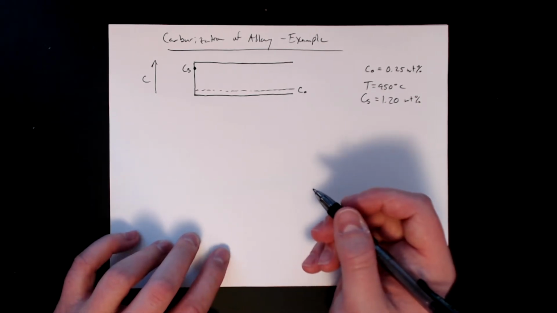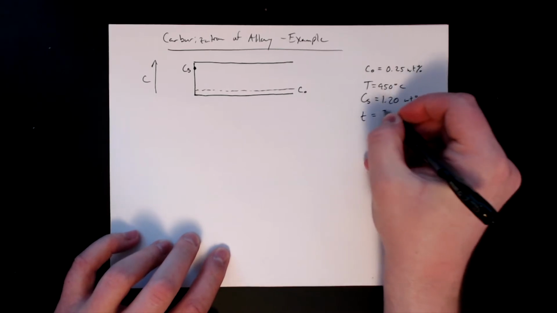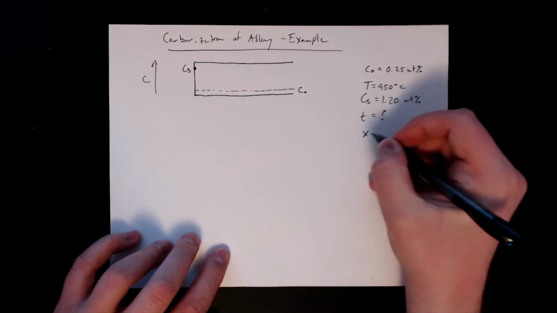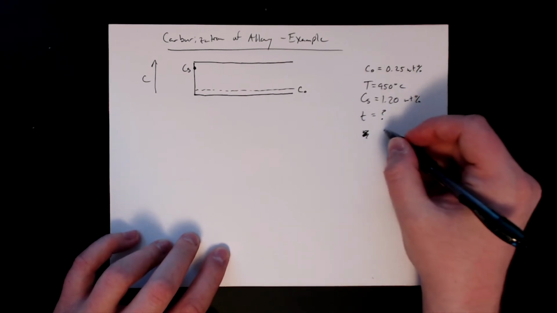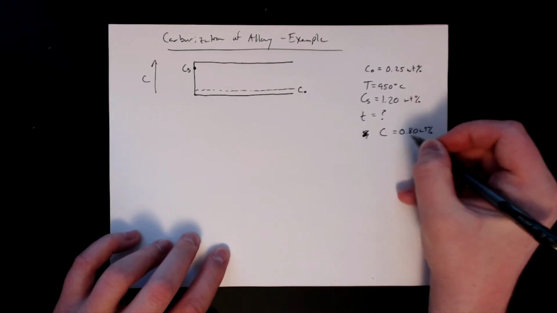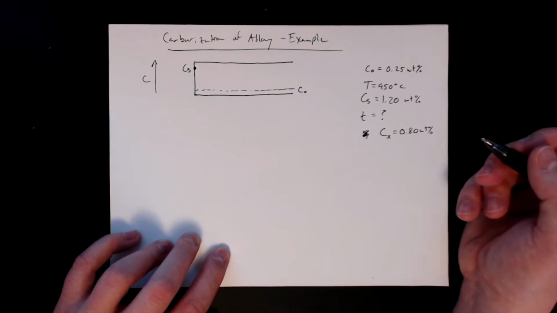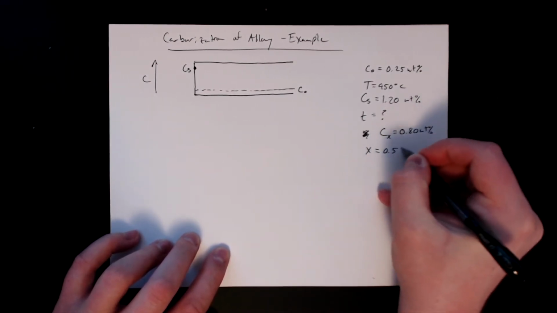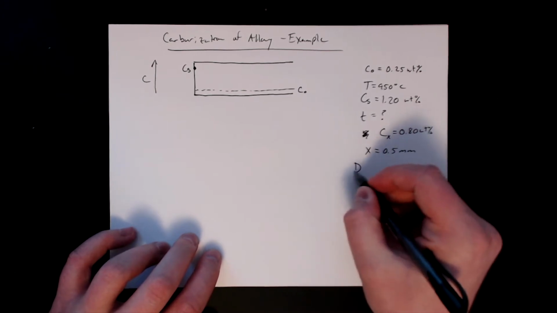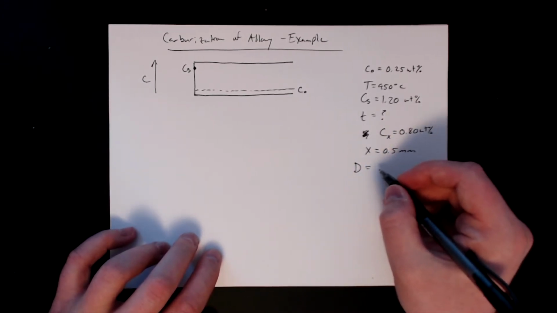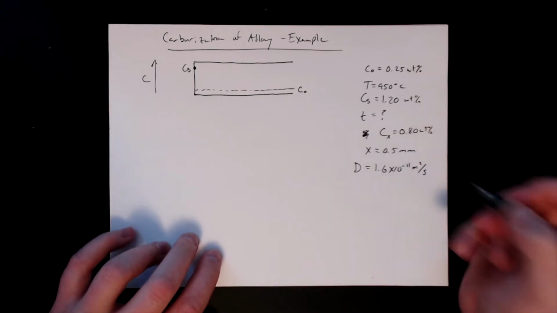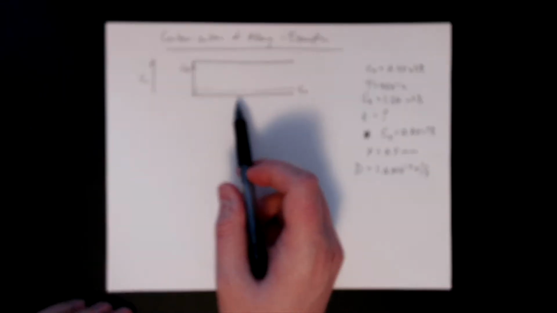And then it's asking how long, so t, so we don't know what that is because that's what it's asking for. But it says to get to a concentration of 0.8 weight percent. And so that's going to be our concentration at our position because it's saying that the position is 0.5 millimeters. And then it gives us the value of diffusion coefficient, which is D, for carbon in iron at that temperature of 1.6 times 10 to the minus 11, and this is meters squared per second. And it tells us that it's semi-infinite.